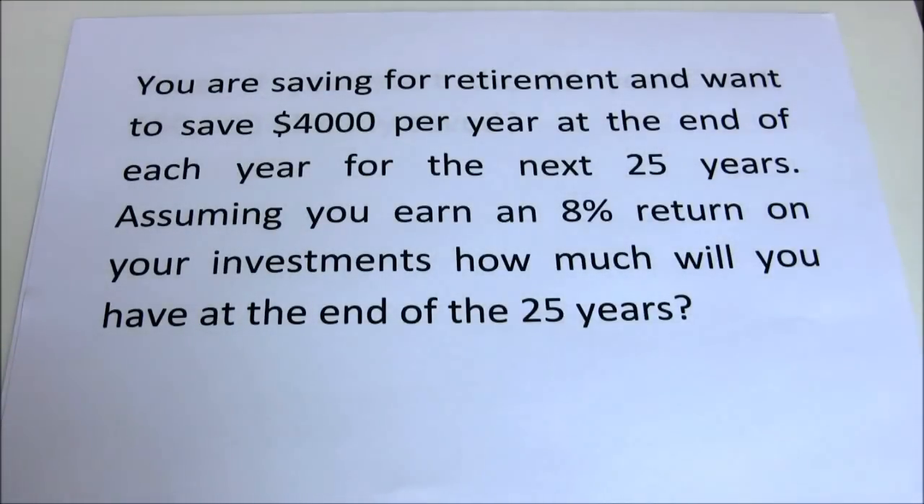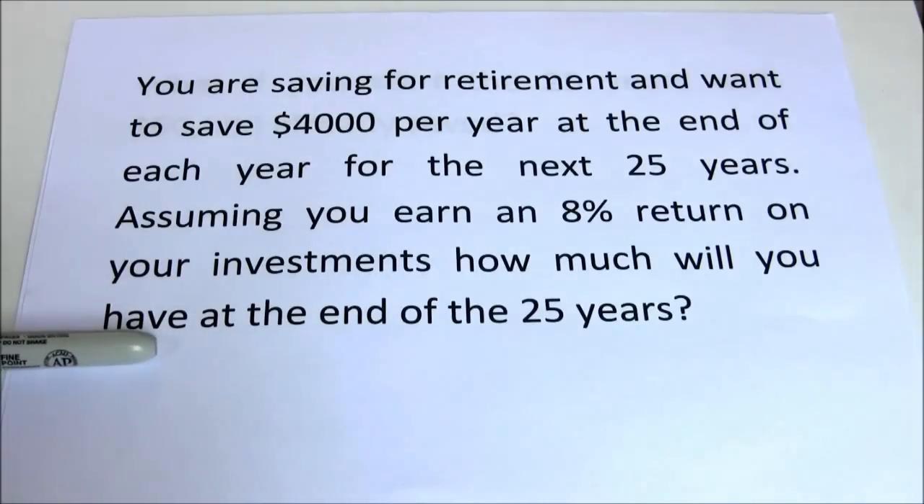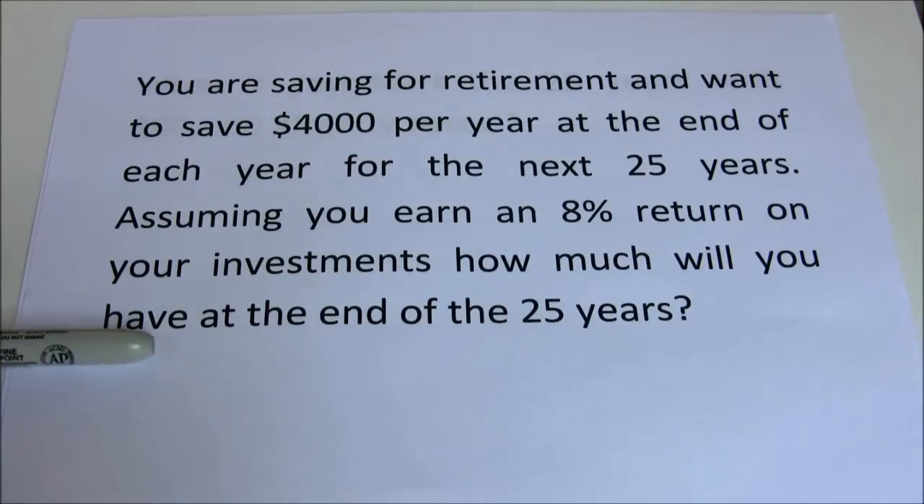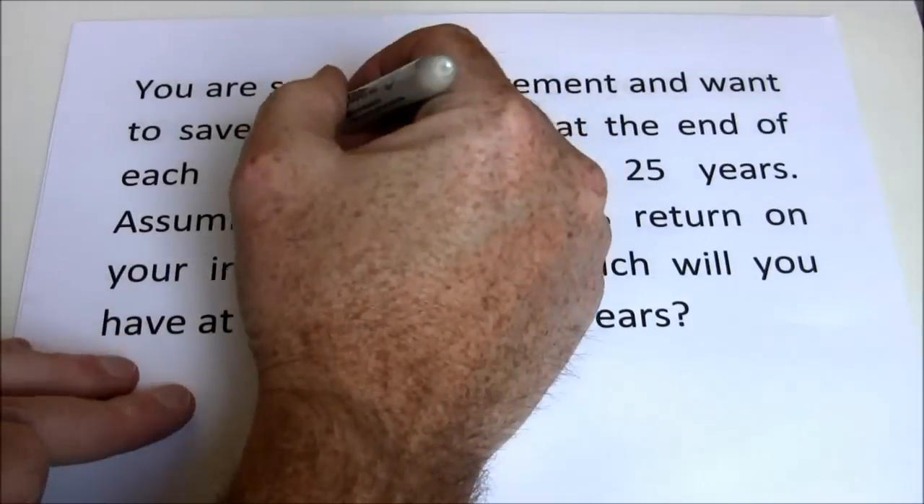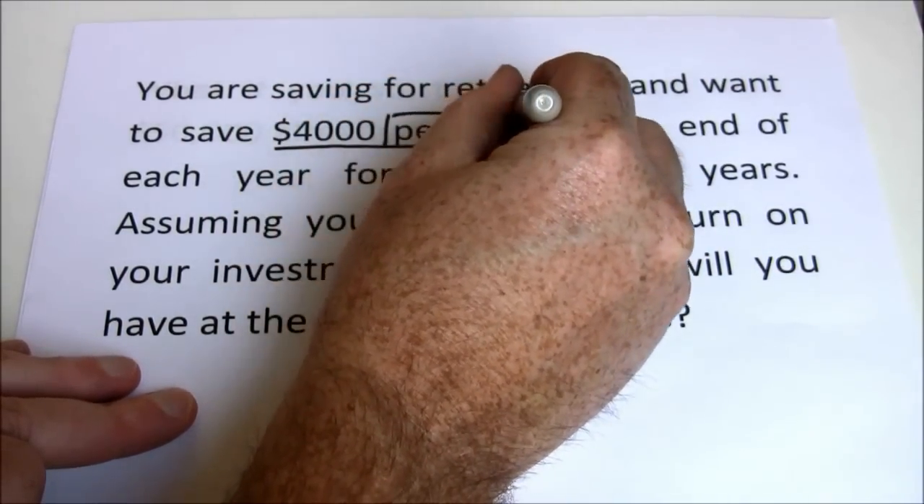You're saving for retirement and want to save $4,000 per year at the end of each year for the next 25 years. Assuming you earn an 8% return on your investment, how much will you have at the end of 25 years? So we're still asking for a future value here. How much are we going to have at the end of the time horizon? But one of the big changes is now we're looking at an annuity stream.